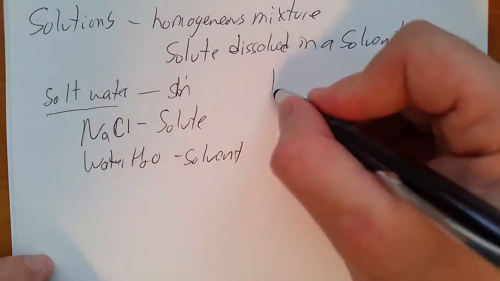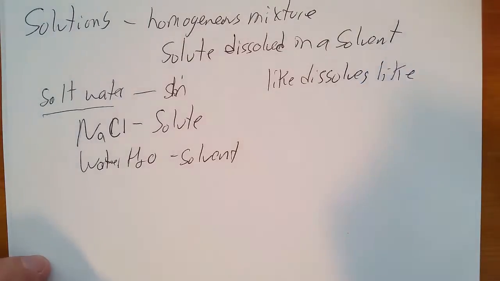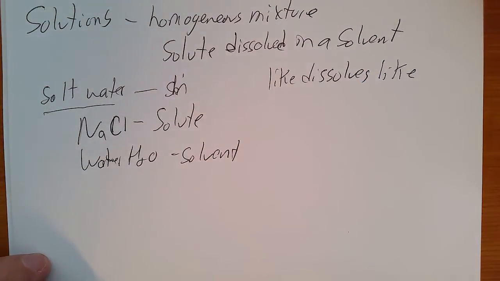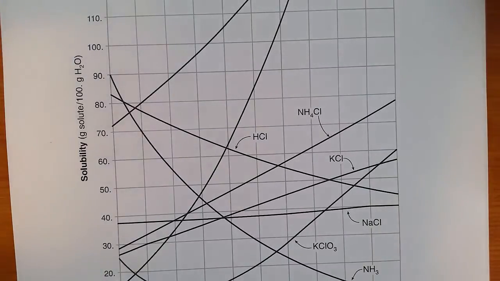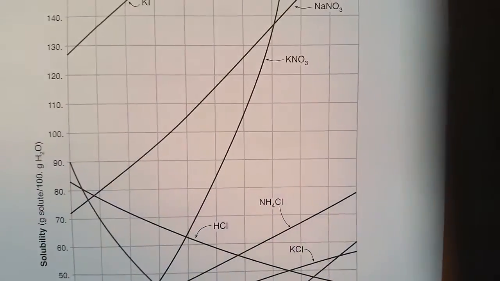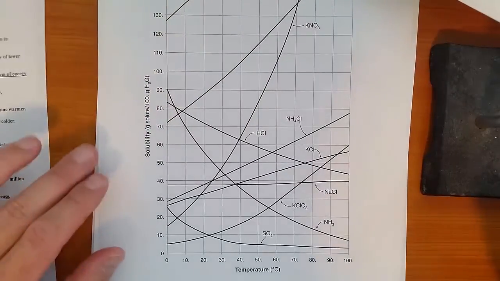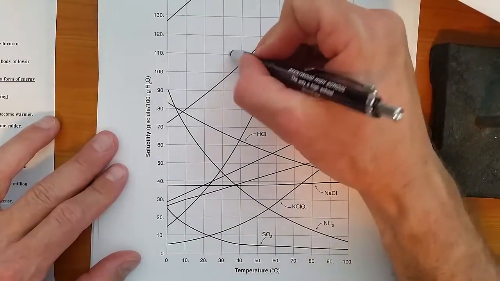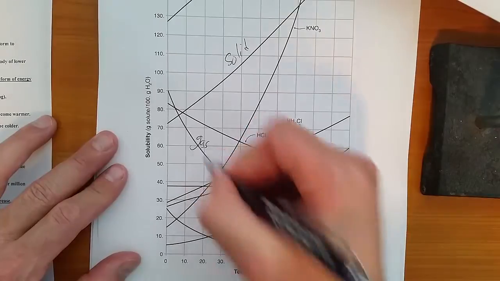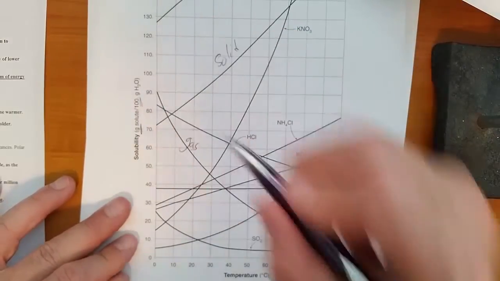You've got to remember, like dissolves like, from an earlier review. Got to think about solubility. Solubility talks about how much will dissolve in a given substance. So if we look here on table G, now we can look at our solubility curves. Remember, solids curve up and gases curve down. What this tells us is how many grams of solute dissolve in 100 grams of water at a given temperature.